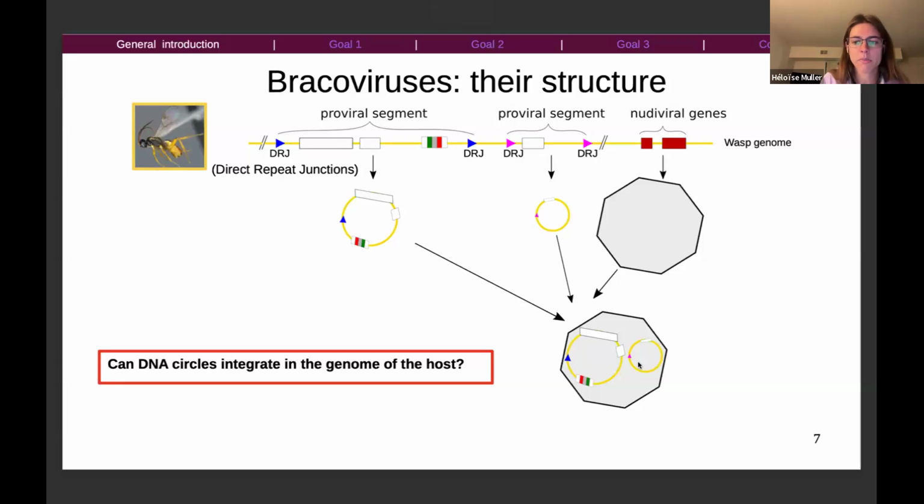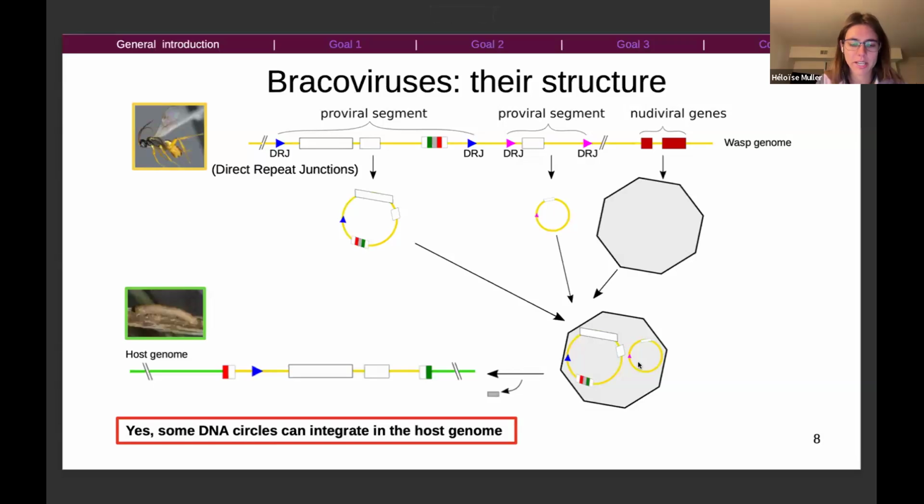So here we have some wasp DNA which is directly injected in the caterpillar. We can wonder what happens to those DNA circles once in the caterpillar. And mostly, could they integrate in the genome of the host, which would correspond to horizontal transfer from the wasp to the caterpillar? The short answer is yes. Some studies have already shown that at least some DNA circles of at least some parasitoid wasps were able to integrate in the genome of the caterpillar, represented here in green. However, little is known about the mechanisms of these integrations and about the frequency of such integrations.